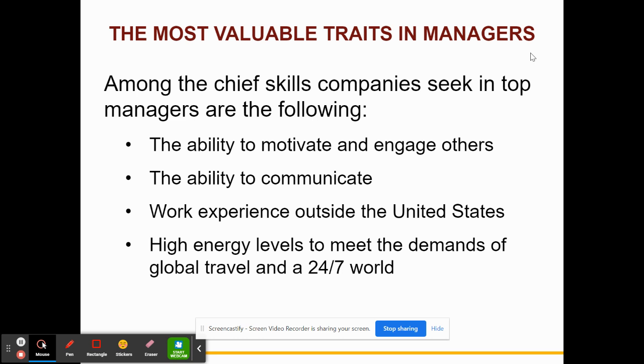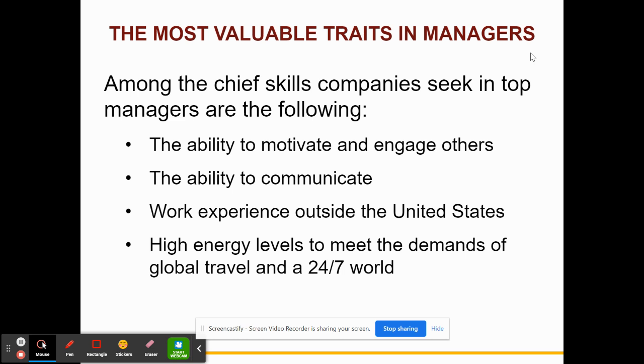Most valuable traits in a manager. So chief skills companies seek in a top manager. Here's what we got: ability to motivate and engage others. Okay, so that ability to motivate, get people to follow you and do their job. The ability to communicate, work experience outside of the United States.